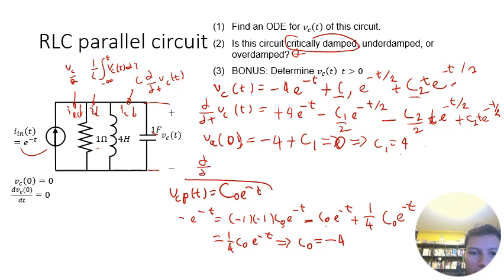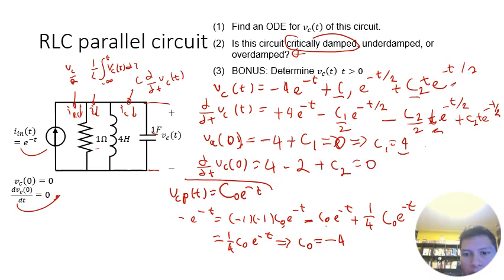And now we need to apply the initial condition for the time derivative. So we're going to have 4 minus C1 over 2 is just equal to minus 2, because remember C1 is just 4. This term is 0 when time equals 0, so we're going to have plus C2 has to be equal to 0. So that's going to give us that C2 is actually equal to negative 2.